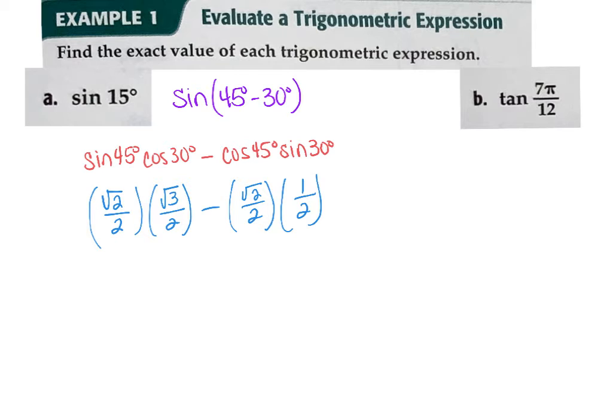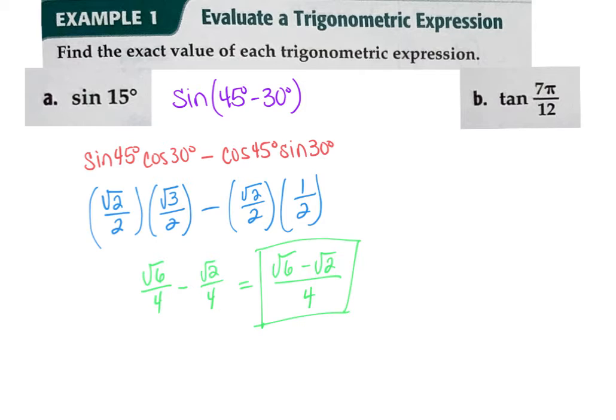And then I'm just going to simplify. Square root of 2 times square root of 3 is the square root of 6. 2 times 2 is, of course, 4. Square root of 2 times 1 is the square root of 2. We cannot simplify those radicals because they are not like radicals. So my final answer here is going to look like this.